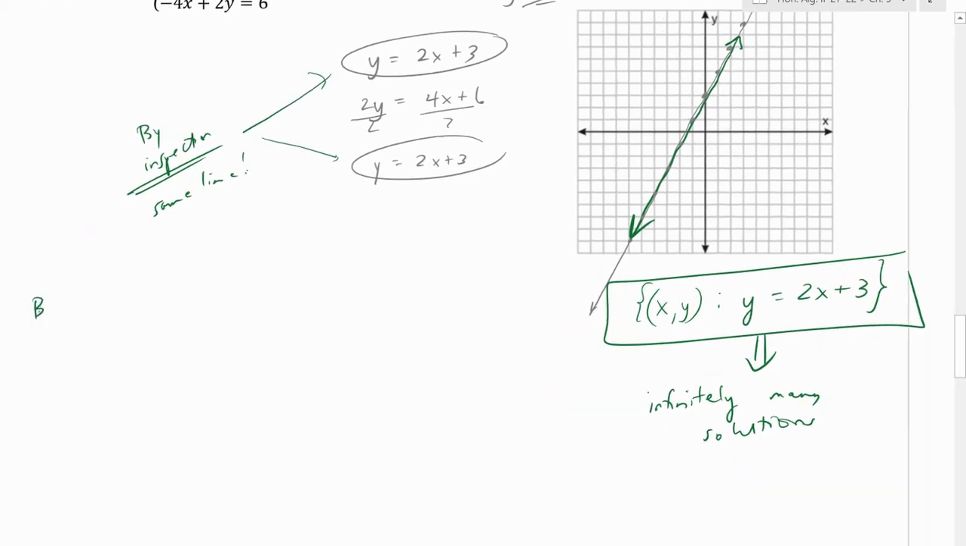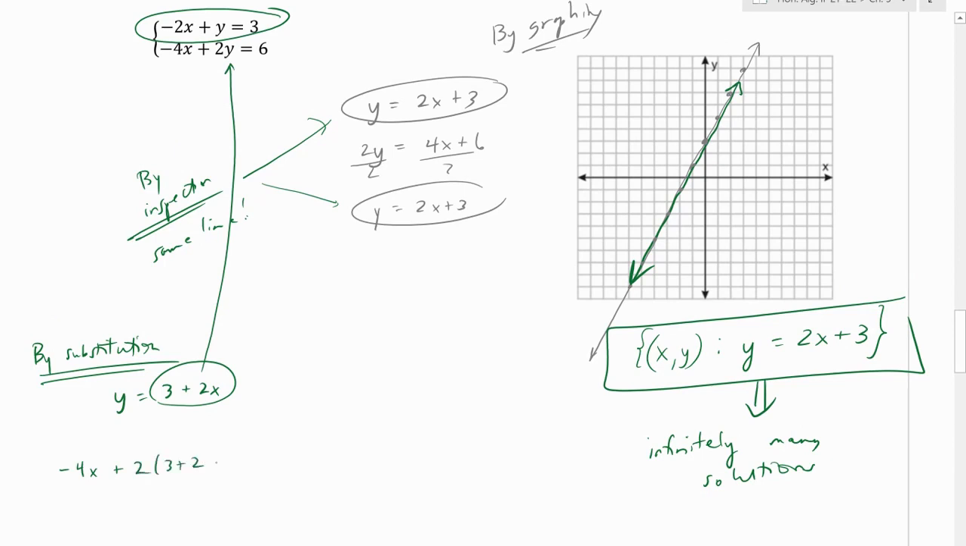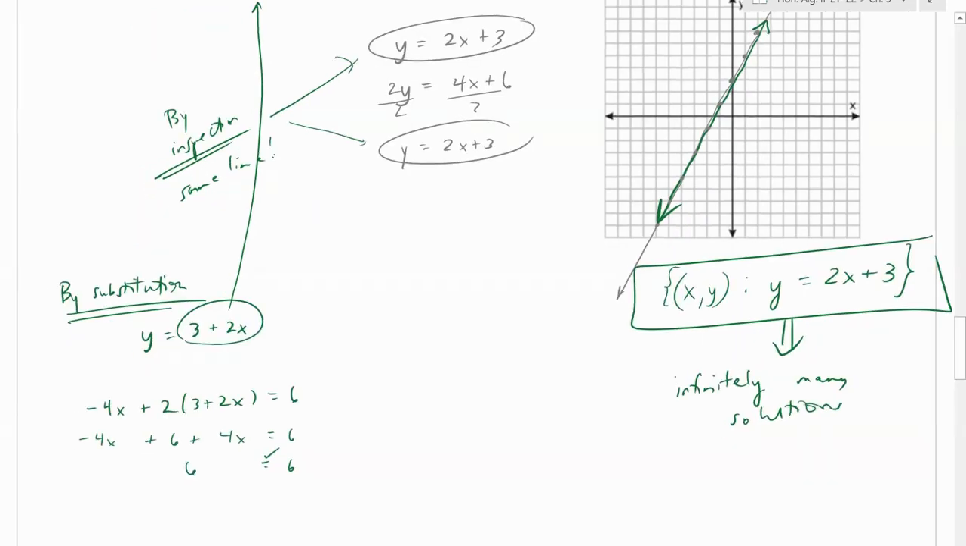If you did this by substitution, we'll see what happens. I would take that top equation, plug that into the second one. I get 6 equals 6. The variables disappeared. You know, back in chapter 1, when that happened, we'd say it was any real number. It's not any real number, because it's not just a number. It's an ordered pair. It's just ordered pairs on that line.